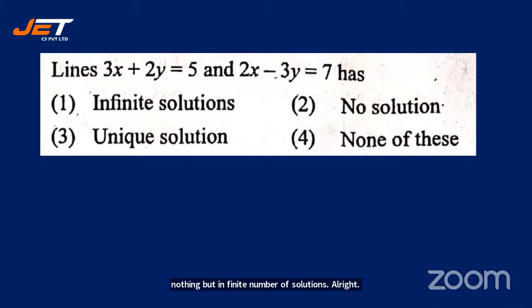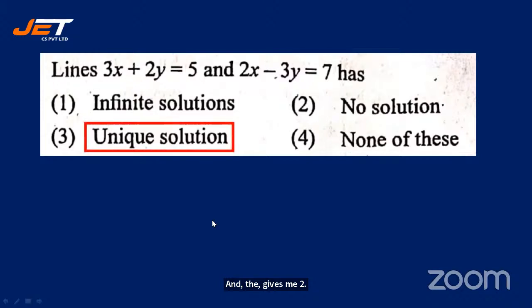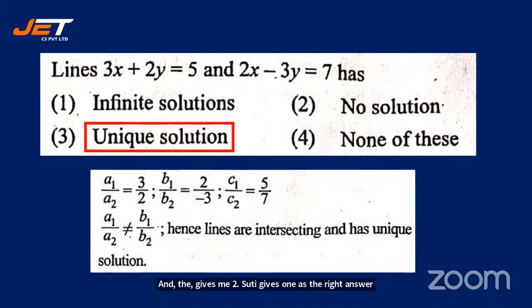Lines 3x plus 2y is equal to 5 and 2x minus 3y is equal to 7 has infinite solutions, or no solutions, or unique solutions, or none of these. Very simple question. I'm sure you all will understand and give me the answers. This is different from the last sum. Don't confuse this with that. Ananta Teja gives me 2. Shruti gives 1 as the right answer. All right. See, the answer is 3. It has a unique solution.